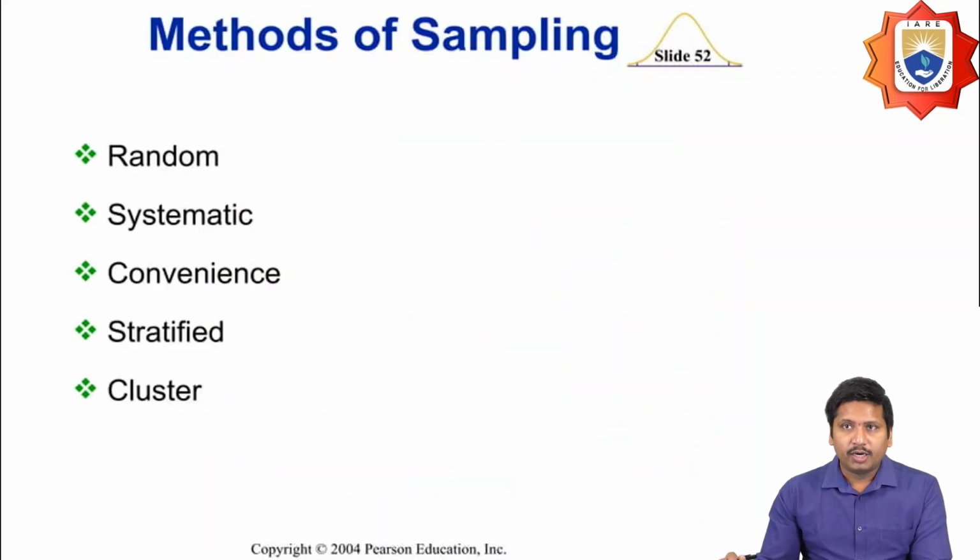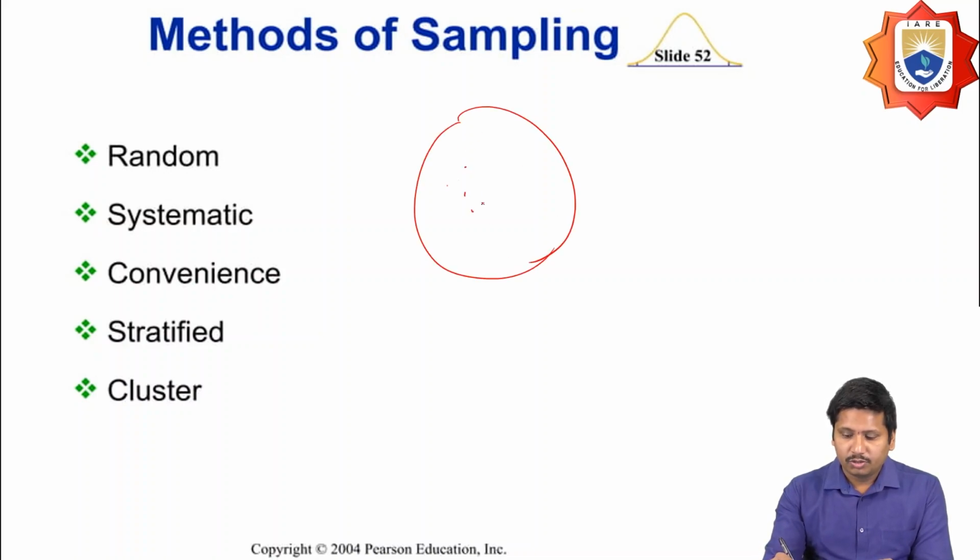And the next one is what are the different types of sampling we have. The types are random sampling, systematic sampling, convenience, stratified, and then cluster. Random sampling is one of the methods where you randomly select the data from among the population, so that should be treated as random sampling.